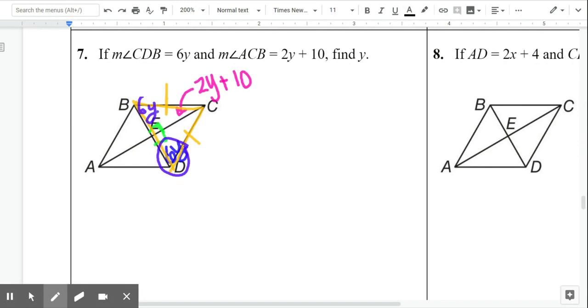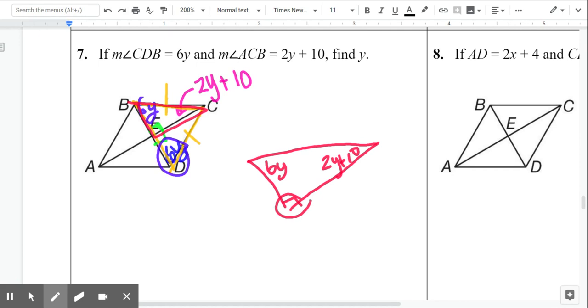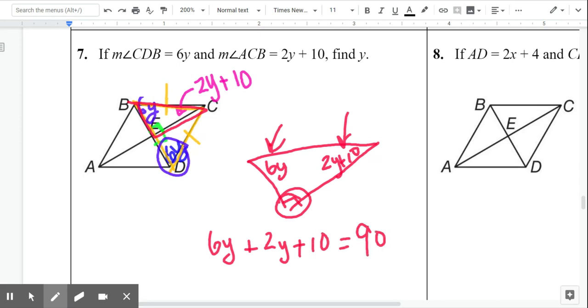So then if I isolate this triangle, this right triangle right here, I'm just going to put it down here. I have 6y and I have 2y plus 10 in that triangle. So I already have 90 degrees right here. So what's left for the other two is another 90 degrees. So I know that 6y plus 2y plus 10 has to equal 90 degrees. And then you solve for y.